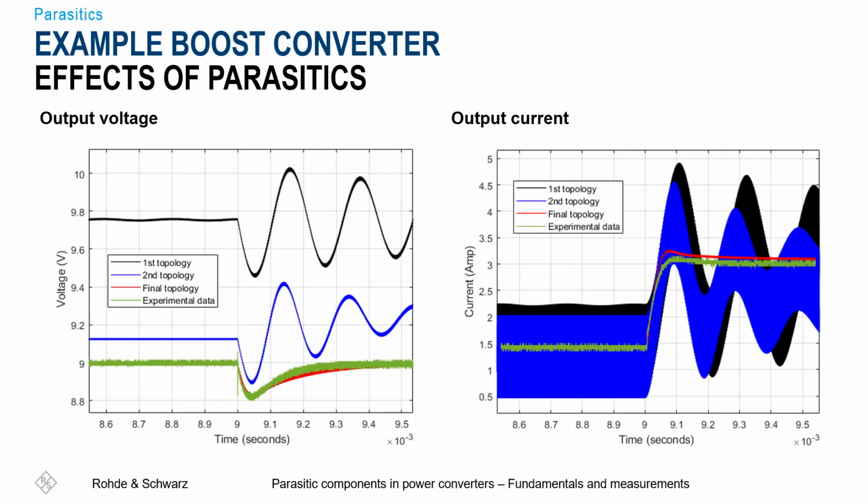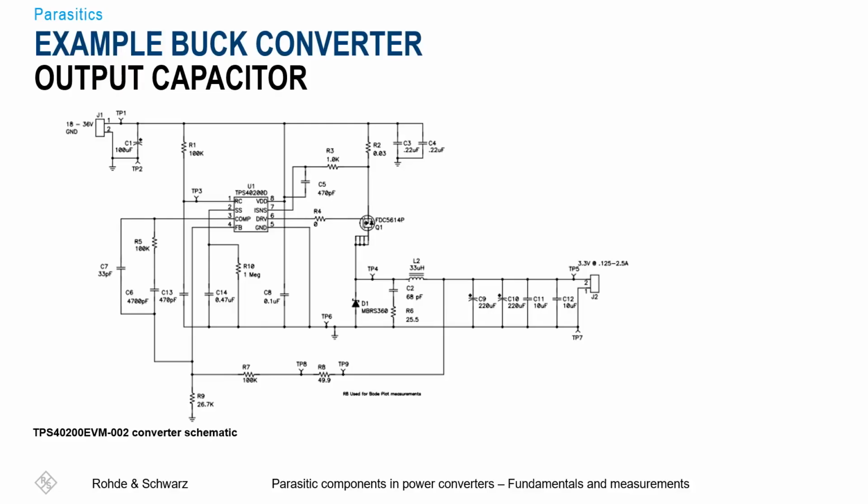It takes way more time to reach the stability point, and in the end, this is an inaccurate result. It does not resemble our experimental data at all. However, the final topology actually resembles the data and gives us a very good approximation of how the converter behaves, and how it behaves when there's a load change, for example. Let's move on to another example.